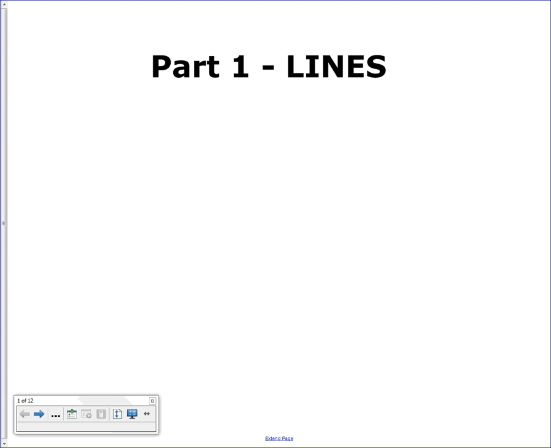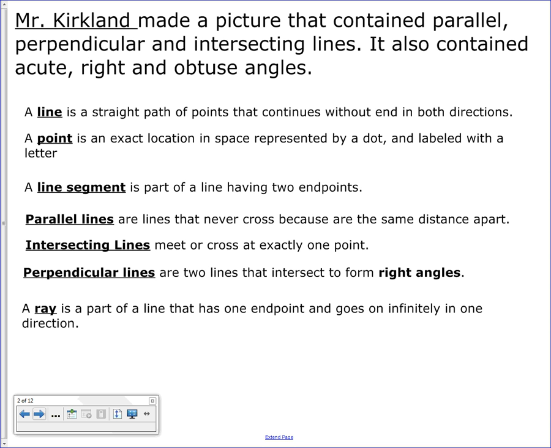Alright, in this video we're going to cover lines. So here's a problem. Mr. Kirkland made a picture that contained parallel, perpendicular, and intersecting lines. It also contained acute, right, and obtuse angles, but we'll get to those later. Here are some vocabulary words that you need to know. Go ahead and pause the video and copy those down in your IMN.